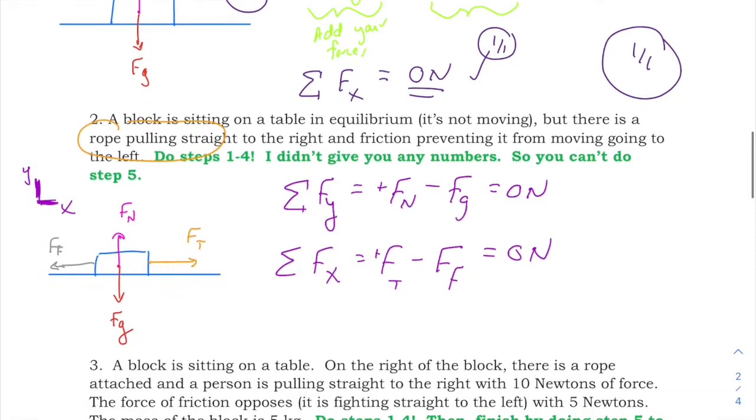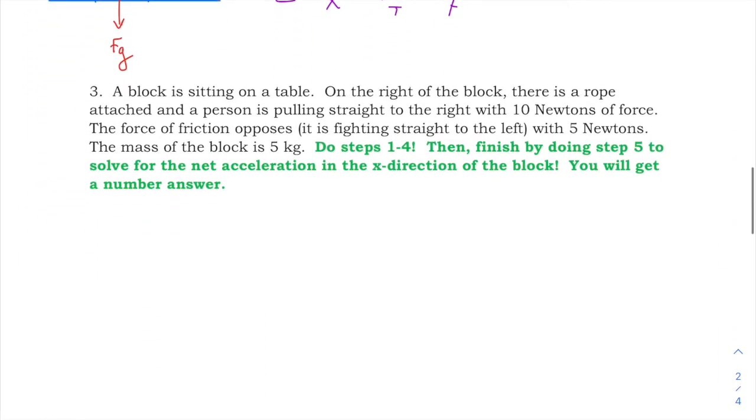So there's question 1 and question 2. Let's do a little bit tougher one. This is going to make us solve and get a number answer. And this might be the last one we do for today. A block is sitting on a table. On the right of the block, there is a rope attached and a person pulling straight to the right with 10 newtons of force. So they're giving us numbers, so we're actually able to solve this one.